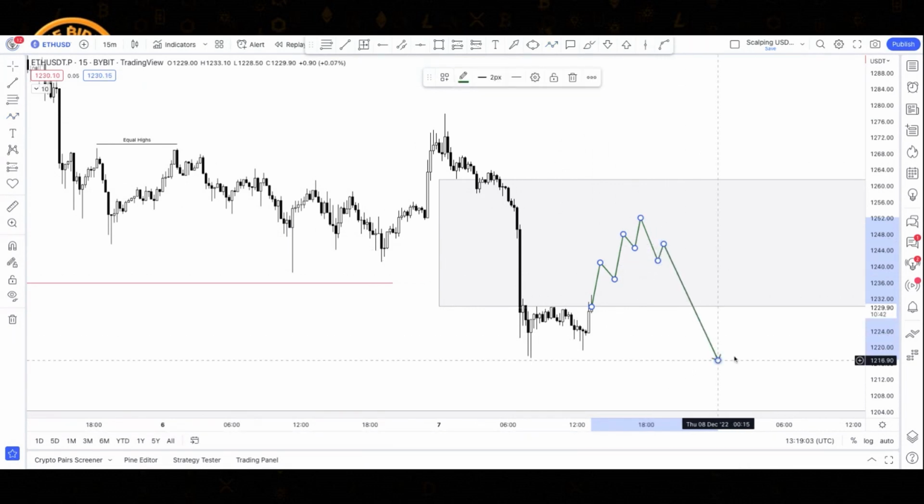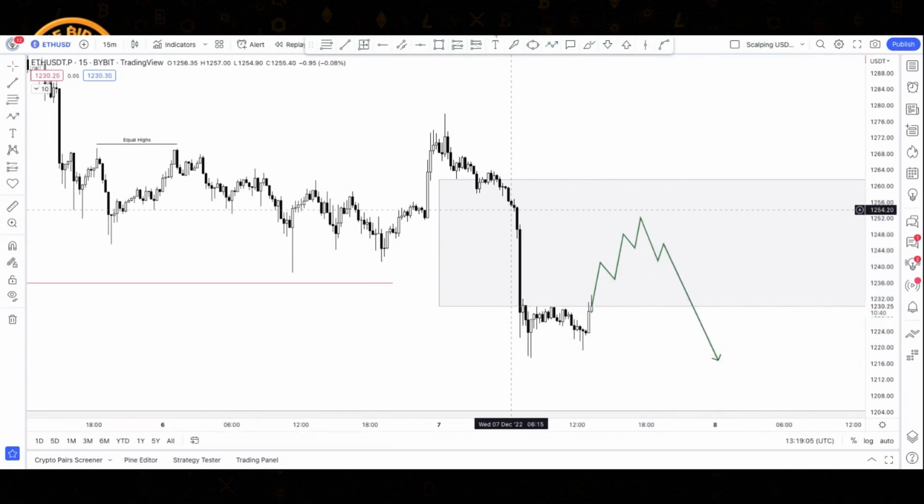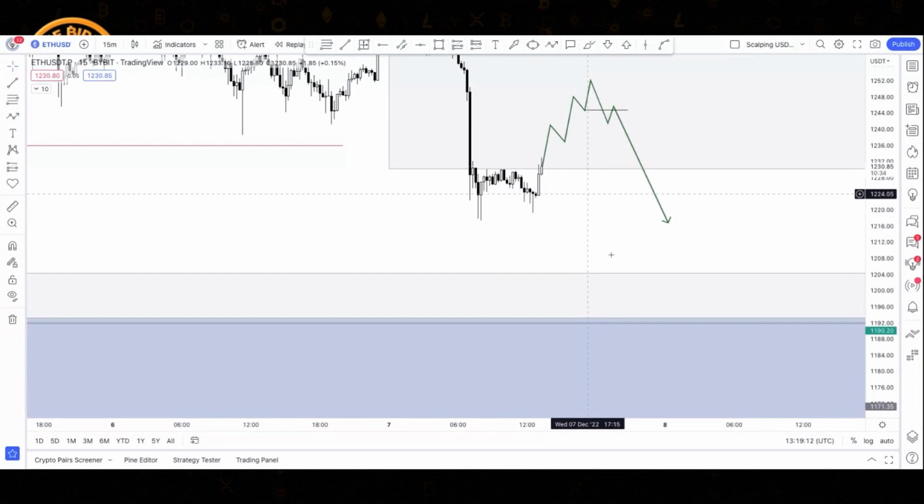in which case then we've got a nice clean target of these lows here. We'd be looking for our entries around here. And then we've obviously got our extended targets, which is the fair value gap here, and also the order block below.